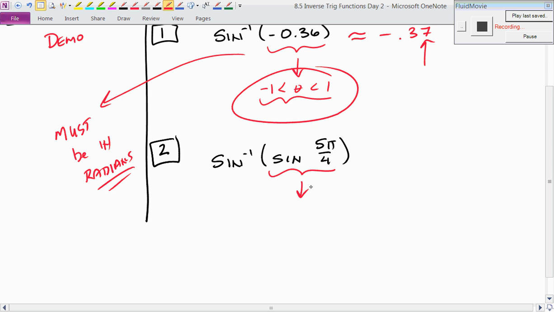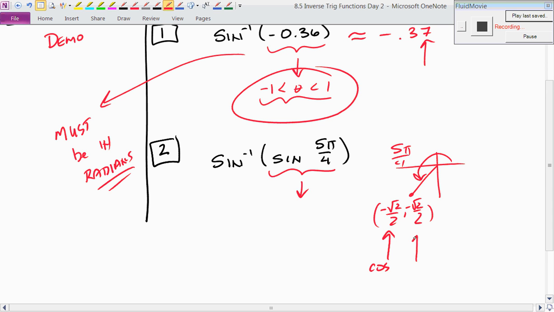So where on the unit circle is the sine of 5 pi over 4? We're in the third quadrant, right? So this is somewhere here in the third quadrant. Here is an angle of 5 pi over 4. And on the unit circle, that's negative rad 2 over 2, comma, negative rad 2 over 2. The first one, of course, is your cosine. The second, of course, is your sine. So the sine of 5 pi over 4 is equal to negative rad 2 over 2.